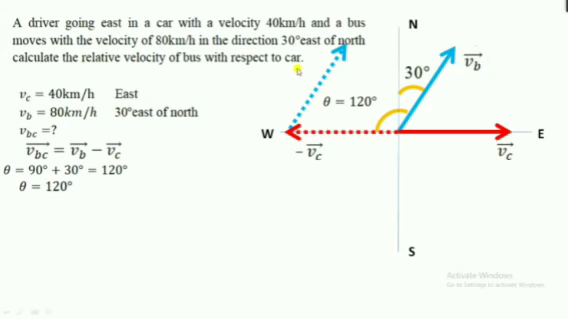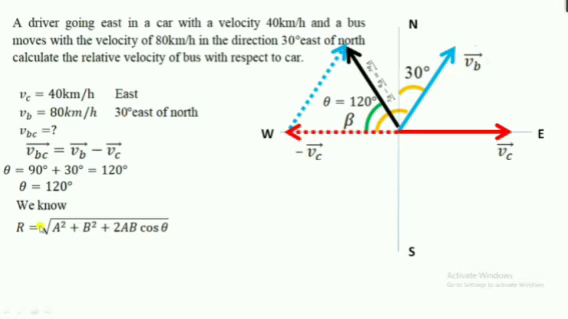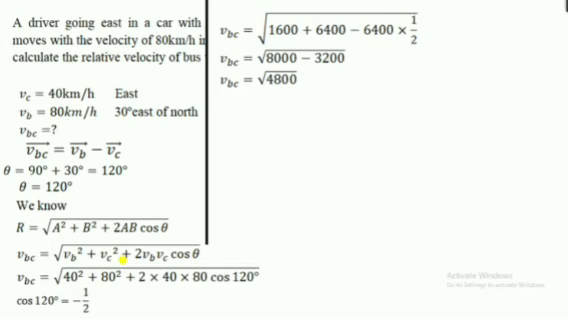If two vectors represent the two sides of the triangle, then the resultant will be represented by third side, and this is the angle made by the resultant with VC. And to find the magnitude of the resultant vector, we make use of this formula. So I'll put the values now. So one of the vector is VB and another vector is VC. So I'll put the values 40 and 80, and cos 120 degrees minus half.